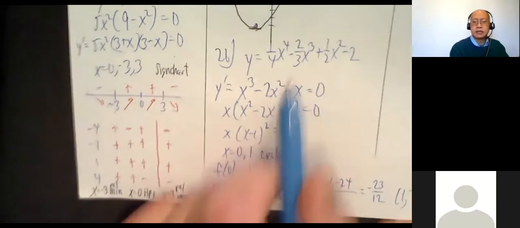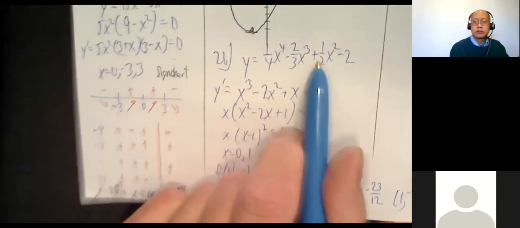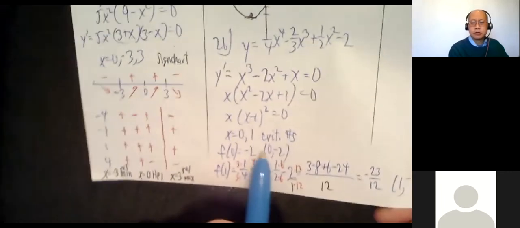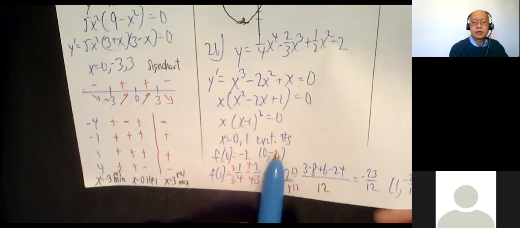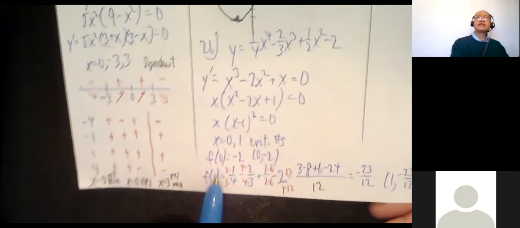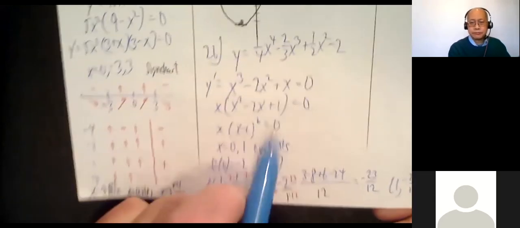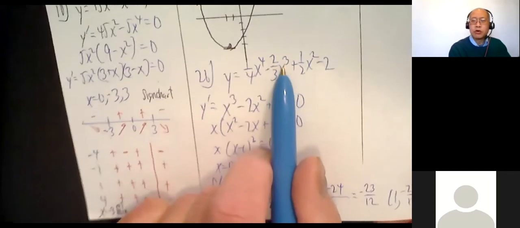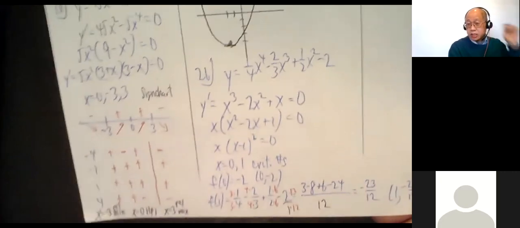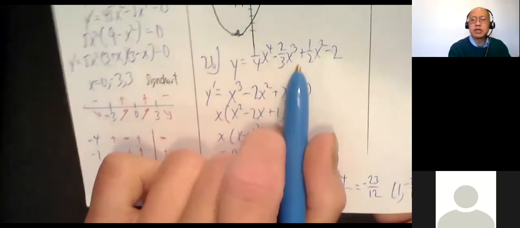Plugging in 0 is pretty easy. 0, 0, 0, negative 2. 0, comma, negative 2. Plugging in 1 is not easy. Well, 1 to the 4th is 1. 1 cubed is 1. 1 squared is 1. So I have 1/4 minus 2/3 plus 1/2 minus 2.